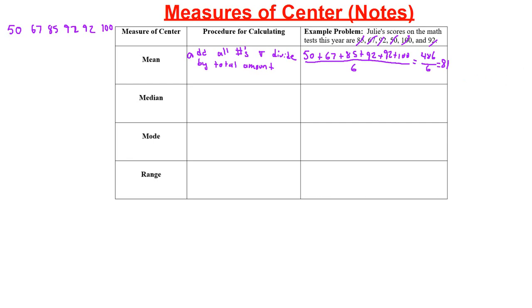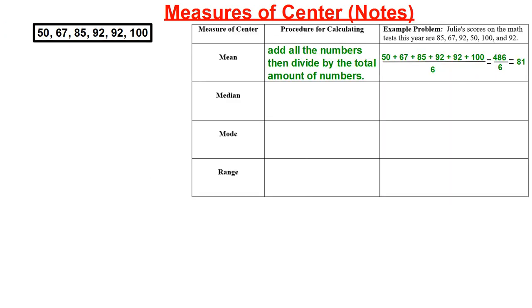Now let's move on to the next thing. Next is going to be called our median. Now I already have this lined up from least to greatest, and here are the procedures from the first step, just in case you need to take a look at it throughout the video. So the median is basically the middle number when put in order from least to greatest. Goodness, I can't write today. Least to greatest.